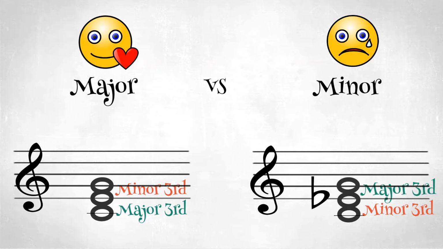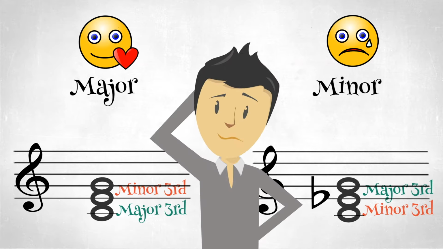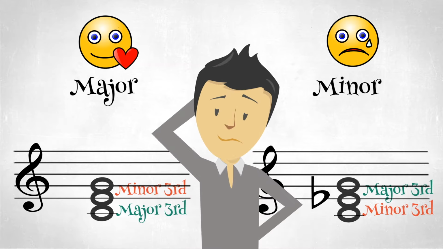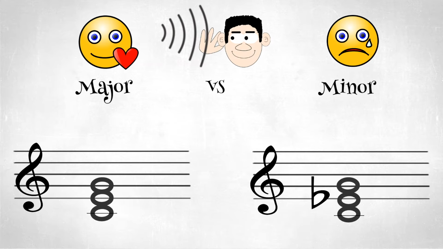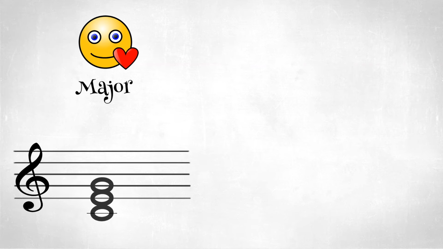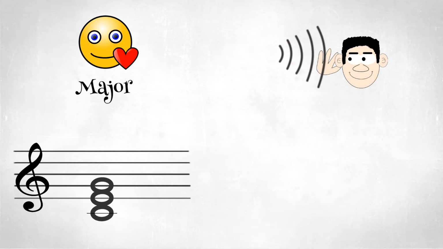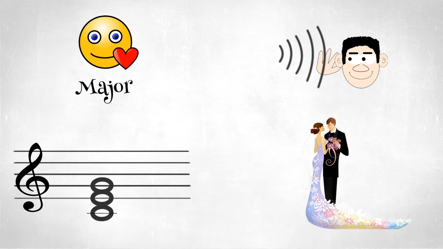Today, we are not going to get into specifics as to what makes a chord either major or minor. Rather, we are going to use our ears to figure out if the chord is major or minor. Chords that are major typically sound happy. Let's take a listen to this chord. When listening, it gives you the feeling of happiness or a special occasion to celebrate.